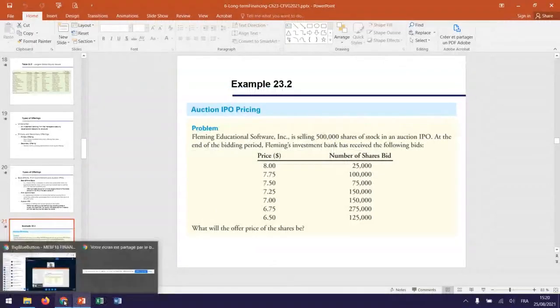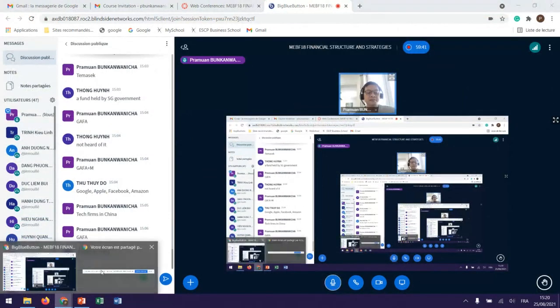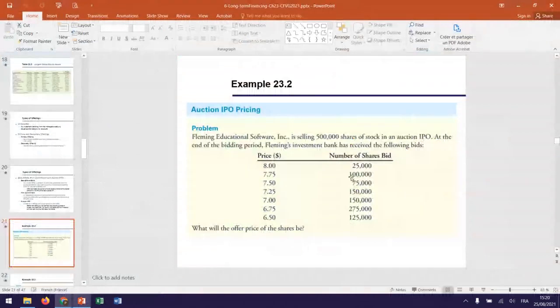Anyone? Anyone can answer? So the idea is, if you agree at 8, you're going to be able to sell only 25,000. If you accept the price of 7.75, you're going to have 125,000 shares to be sold, right? The people who bid at 8 are also going to get 7.75, isn't it? They would not agree to pay at 8, right?